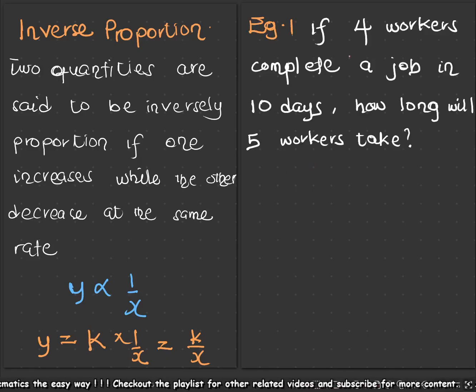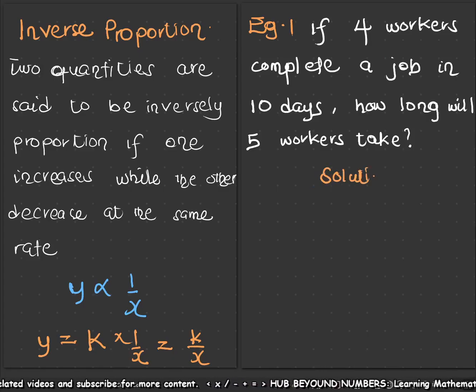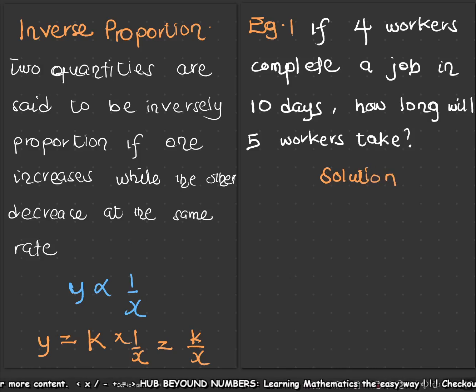Our first question says, if 4 workers complete a job in 10 days, how long would 5 workers take? Before you can know what type of proportion it is, you need to understand the scenario. You have 4 people completing a job in 10 days. What if you have the same job, but this time it is 5 people? It means they've gotten one extra help. Hence, the number of days is going to reduce. So as the number of workers increases, the number of days decreases.